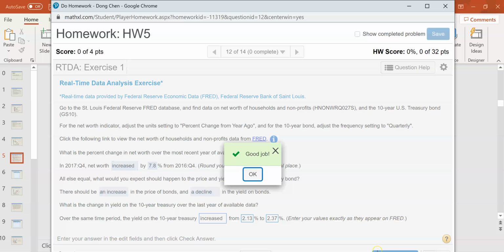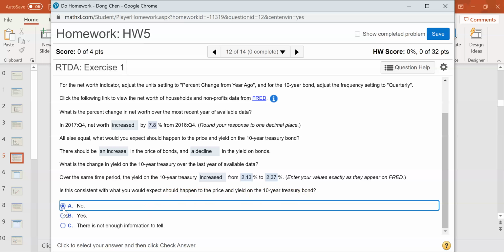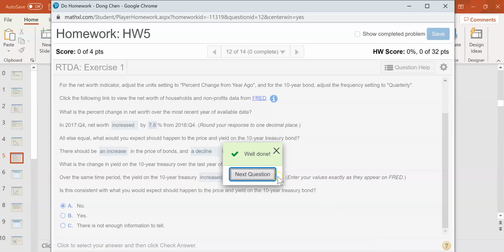So let's check our answer here. Good job. And the last part of this question: is this consistent with what you would expect should happen to the price and the yield on the 10-year Treasury bond? And as we said, this is not consistent, right? So we're done.